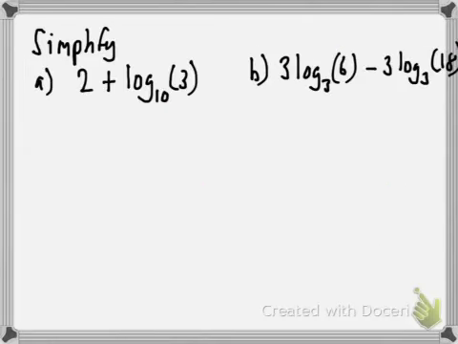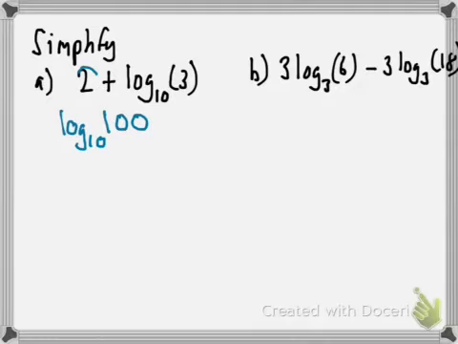Next one, 2 plus log 10 to the base 3. Now, there's a few ways of going about this, but one way is to convert the 2 to log base 10. So how do you do that? Well, we've got to think, if I put a base 10 there, 10 to the power of 2 equals what? 10 squared is 100. So I can convert whole numbers to log expressions in that way.